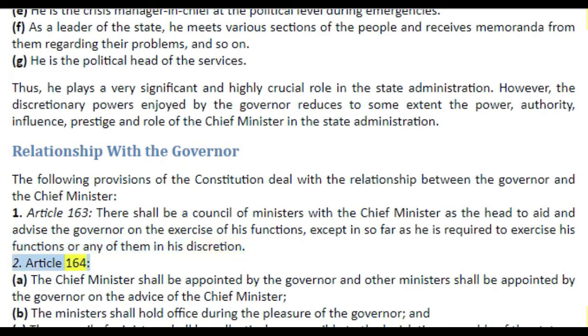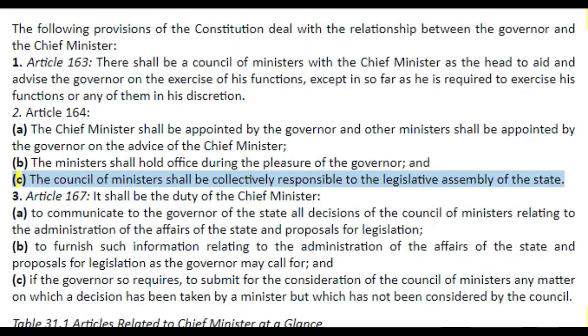2. Article 164. A. The Chief Minister shall be appointed by the Governor and other ministers shall be appointed by the Governor on the advice of the Chief Minister. B. The ministers shall hold office during the pleasure of the Governor. And C. The Council of Ministers shall be collectively responsible to the Legislative Assembly of the state.